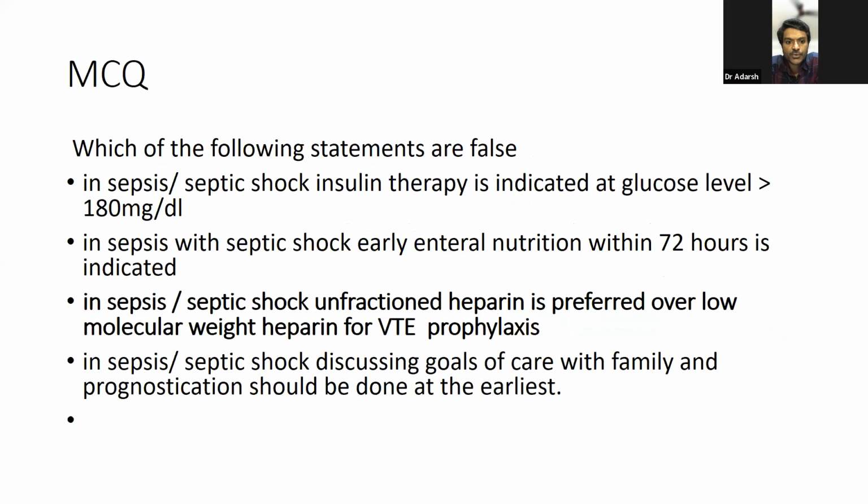So this comes to your last MCQ. One last question to you all. Could you answer this? Which of the following statements are false? In sepsis, septic shock, insulin therapy is indicated when the glucose level is more than 180 milligrams per deciliter. In sepsis with septic shock, enteral nutrition within 72 hours is indicated. In sepsis with septic shock, unfractionated heparin is preferred over low molecular weight heparin for thromboprophylaxis. In sepsis with septic shock, discussing goals of care with family and prognostication should be done at the earliest. Which one do you think is false?